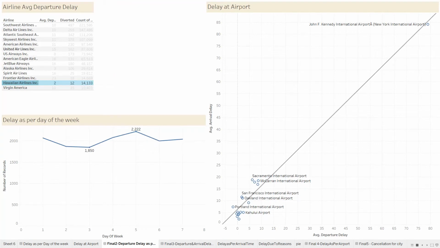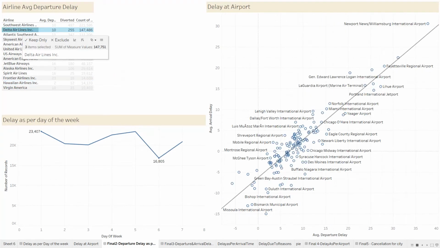Whereas if we check Delta Airlines, it has the most delays on Monday and the least on the 16th. On the right side, under delay at airport, you can see there are many airports for Delta Airlines compared to Hawaiian Airlines. So with this dashboard we can figure out the delay at each airport, which airlines fly from which airports, and on what day they have the maximum number of delays.